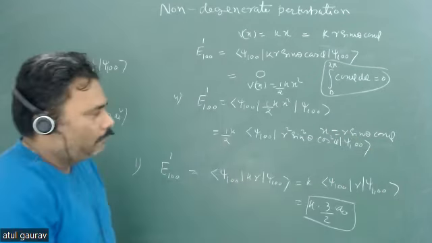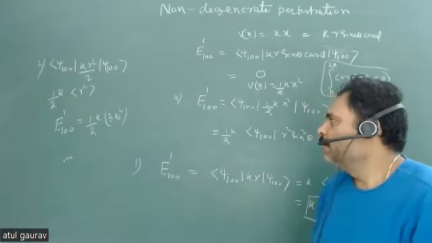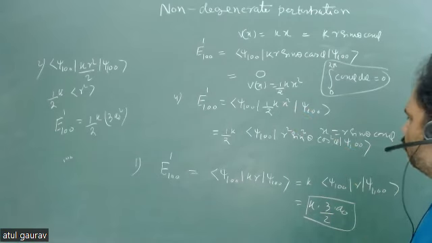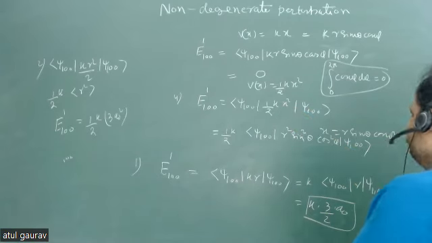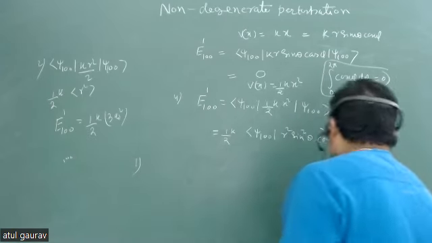What will be its value? We have done this also. Tell me, what is this? This is nothing but the average value of x square. So what is average value of x square? A naught square. Very good. So average value of x square is A naught square.